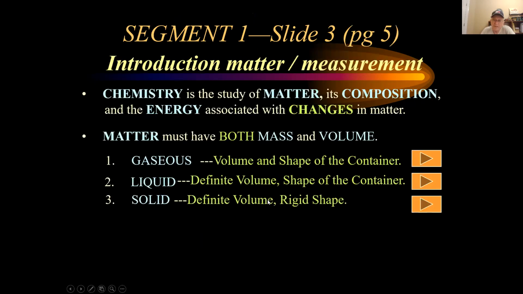Okay, so you can see that for solids we've got a definite volume, and it has a rigid shape. It has its own personal shape. Different solids arrange their particles inside in different patterns. We'll look at that in detail in Gen Chem 2. And one of the things I think you would have noticed in the discussion so far is that matter is made up of individual particles. Matter is particulate.